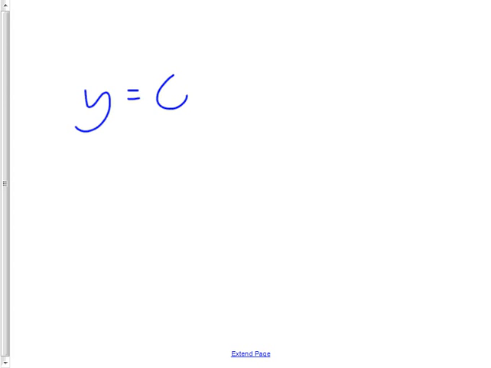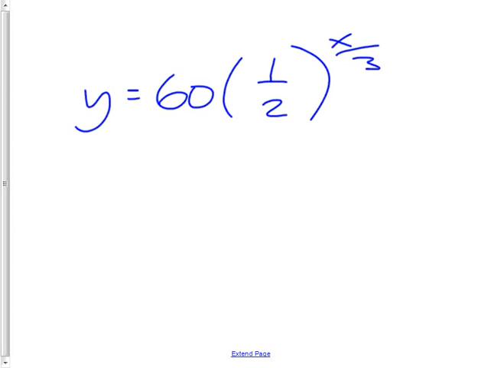Cutting in half every 3 years. So you'd say y equals c, and we're doing this in millions. You can cut in half. If it keeps happening over and over again, that means to the x power. And then if it's every 3 years, you're going to go like this. And then to keep that from looking like it's every 3 days, you'd say in years.